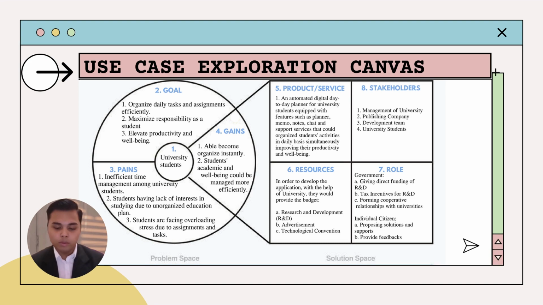As for the role in delivering this application, there are 2: government and individual citizens. The role of government is, for instance, giving direct funding for R&D, tax incentives, and also forming cooperative relationships with the universities. The individual citizens propose solutions and support, as well as provide feedback. And lastly, the stakeholders for the development of this application are the management of the university, the publishing companies, the development team, and lastly the university students, who are the users themselves.